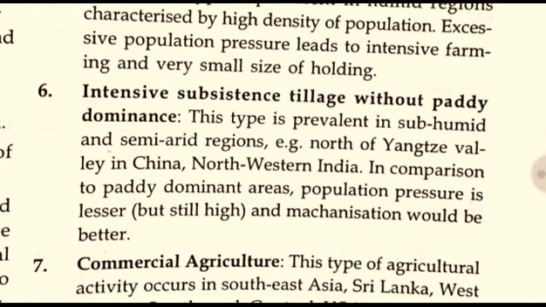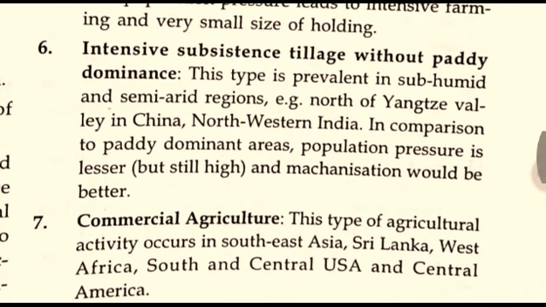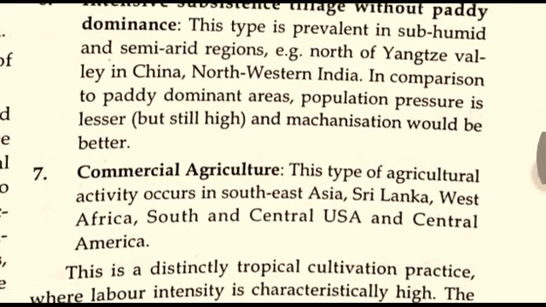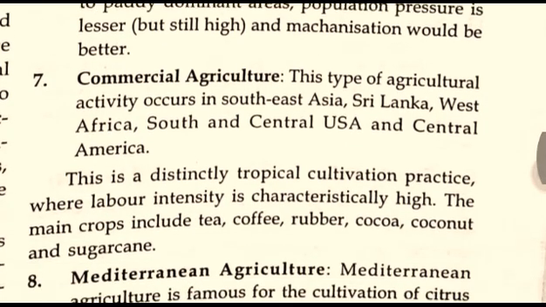Intensive subsistence tillage without paddy dominance. This type is prevalent in subhumid and subarid regions, that is, north of the Yangtze Valley in China and northwest India. In comparison to paddy dominant areas, population pressure is lesser and mechanisation would be better.